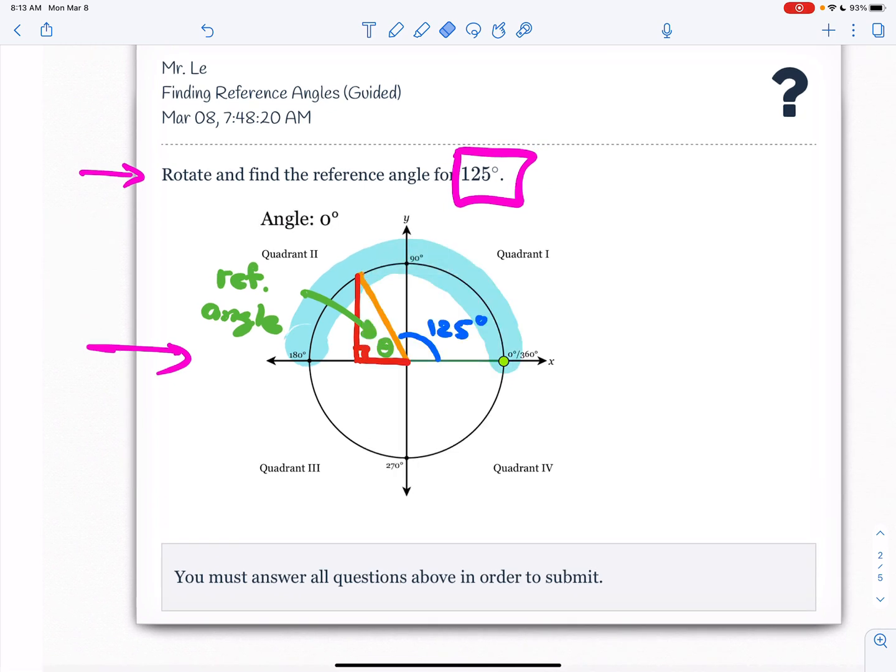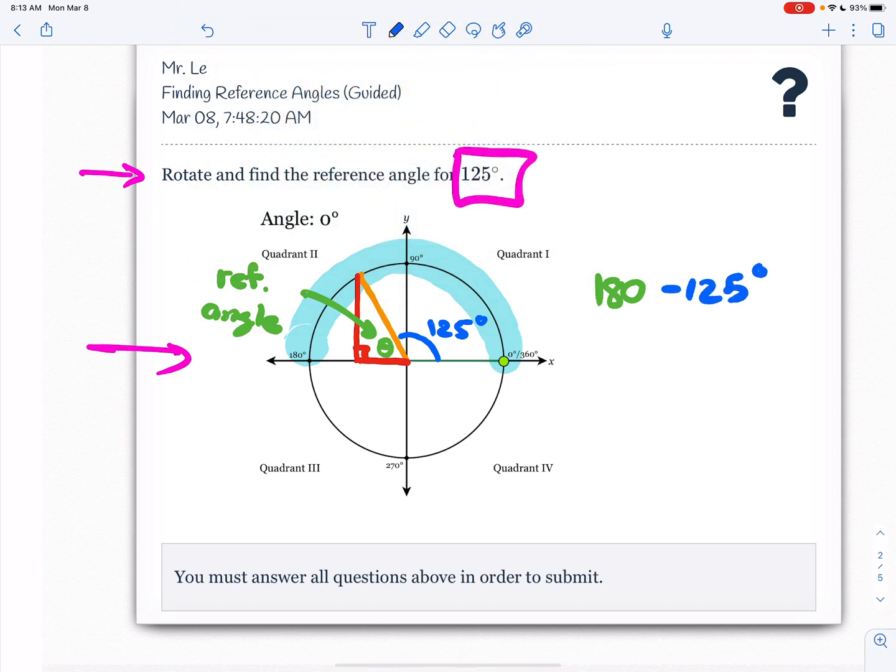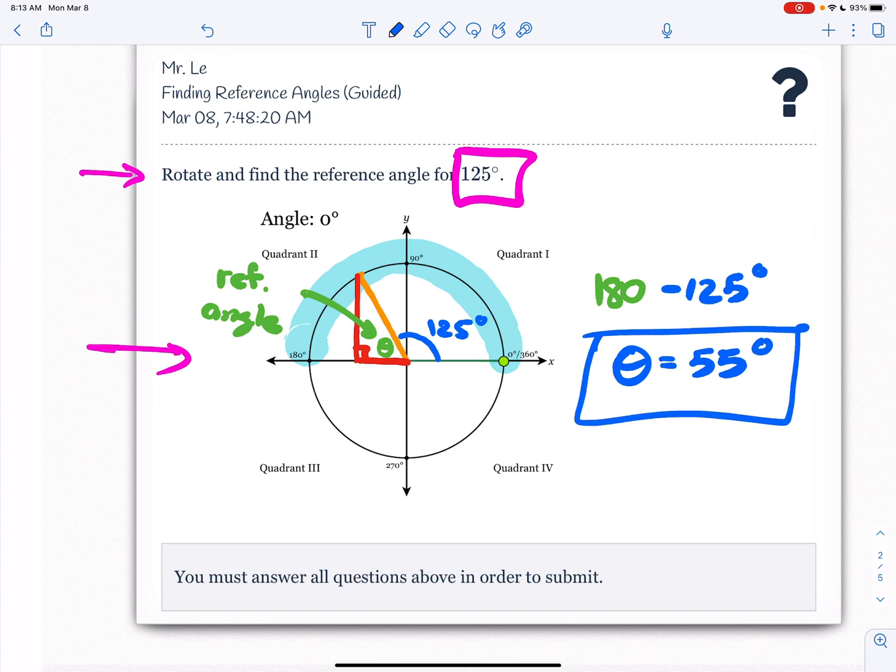Okay, so logically, the only way to figure out theta is if we take 180 degrees and then we take away the 125 degrees. That'll give us theta. So that reference angle is going to be 55 degrees. Now, why is a reference angle so important? We'll talk about that later, okay? And that's it. So the reference angle is 55 degrees. Your reference angle always has to be acute, meaning it has to be less than 90, okay?